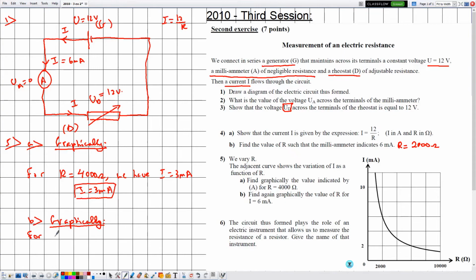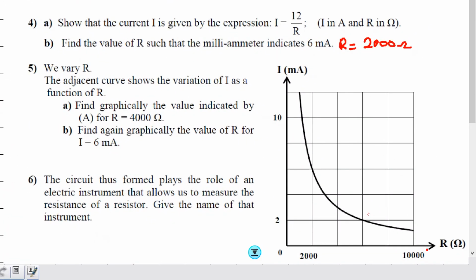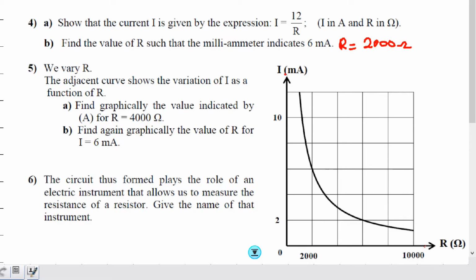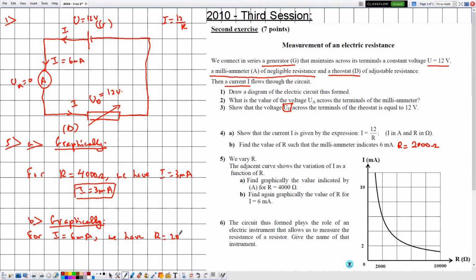Now for I is equal to 6 milliamps, and let me clarify here that the advantage of this curve is the following, that if we know the value of I, we can determine the value of R, and if we know the value of R, we can determine the value of I by referring to this curve, as we are doing here in parts A and B of part 5. Now for I is equal to 6 milliamps, we have, this is I, so this is 2, 4, 6. Now 6 milliamps corresponds to this point on the curve, which has a resistance of R is equal to 2000 ohms. Then we have R is equal to 2000 ohms, which is the same result of part 4b.